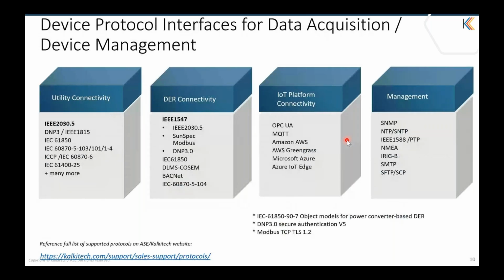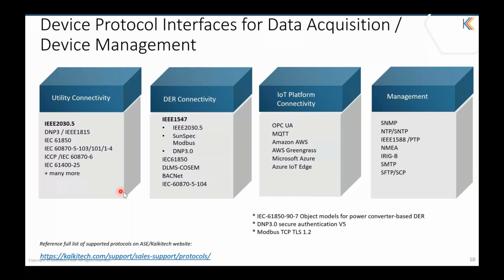So here is the list of protocols supported by the gateway as well as the DR data hub, the aggregator software which sits on the cloud. For the utility interconnection, as you can see, it supports all the standard utility protocols like 2030.5, DNP3, SunSpec, IEC 60870 protocols like 101, 104, which are used for telemetry interconnections. Now, ICCP, the Inter-Control Center Protocol, is primarily to exchange data with other SCADA systems, or IEC 61400-25, which is a spin-off of IEC 61850 for wind farm applications.